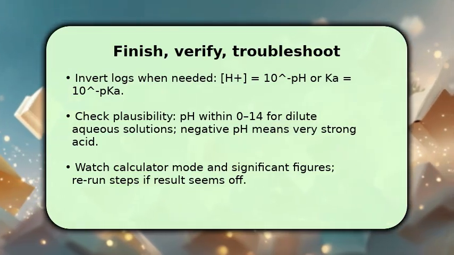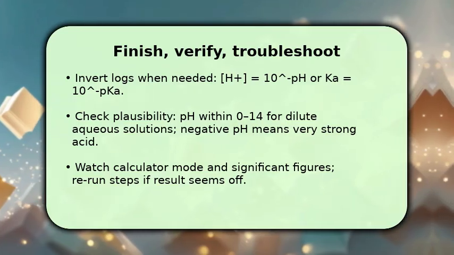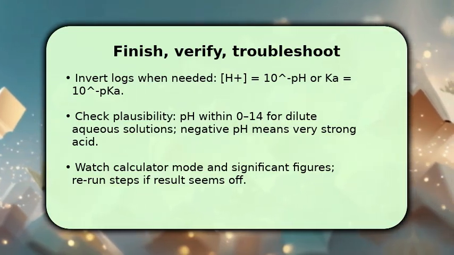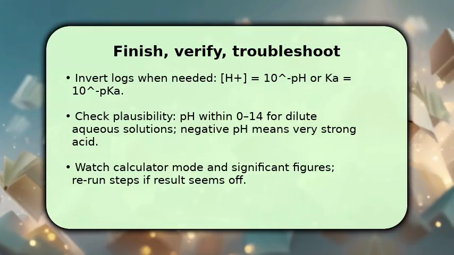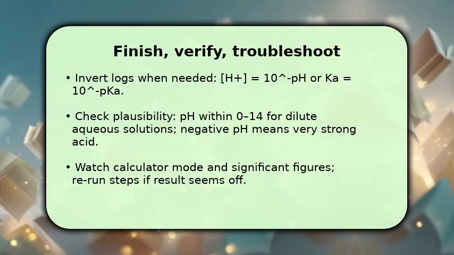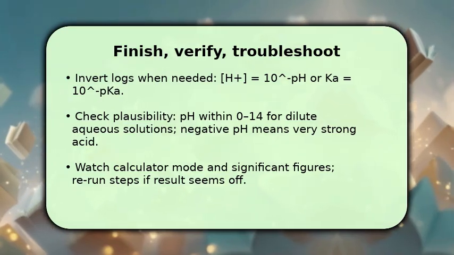Then verify plausibility. For typical aqueous systems, pH should be between 0 and 14. If you see values outside that range, reassess concentrations, units, or ionic strength. Make sure to round correctly because log operations shift digits.